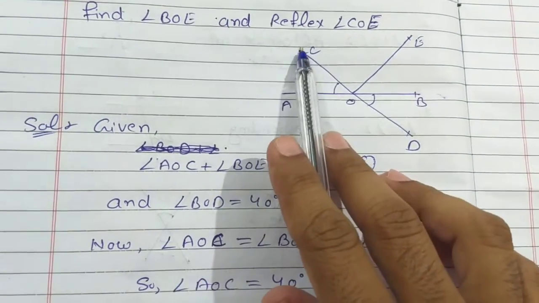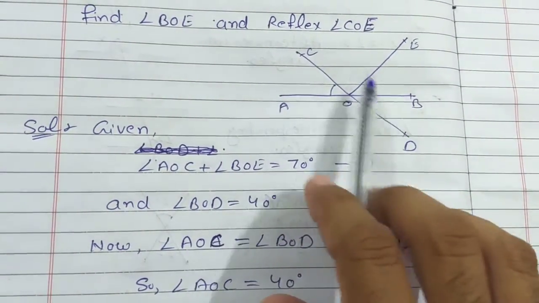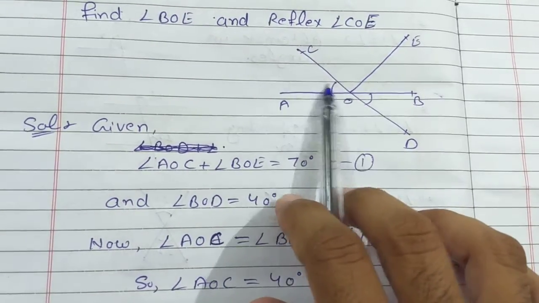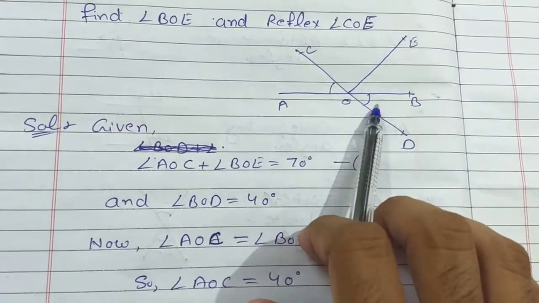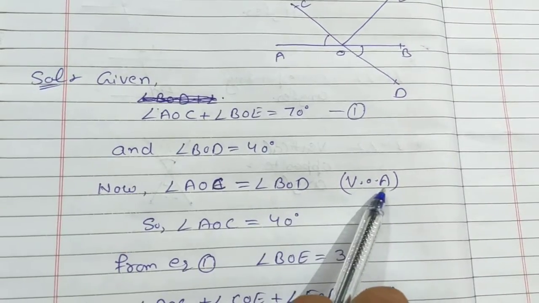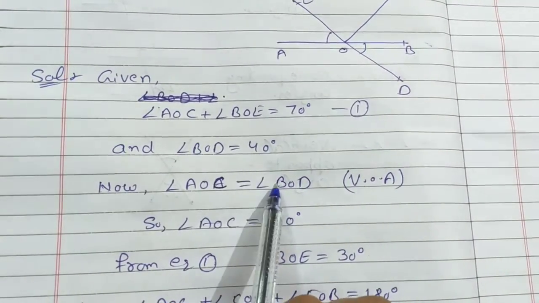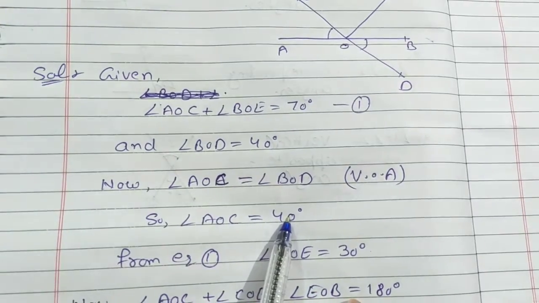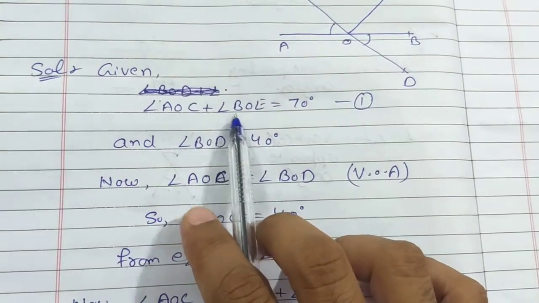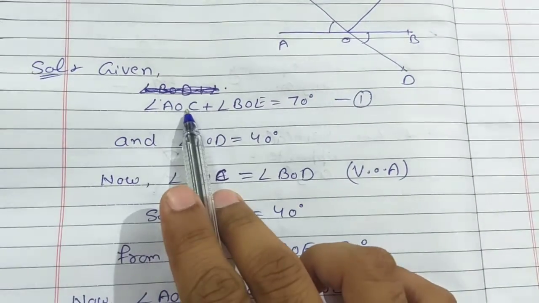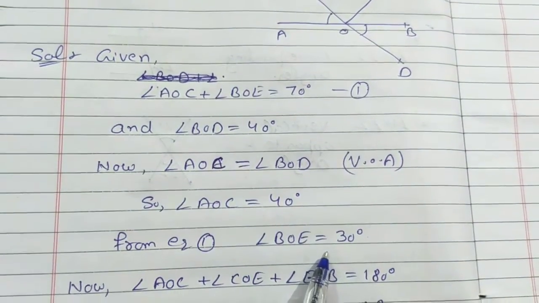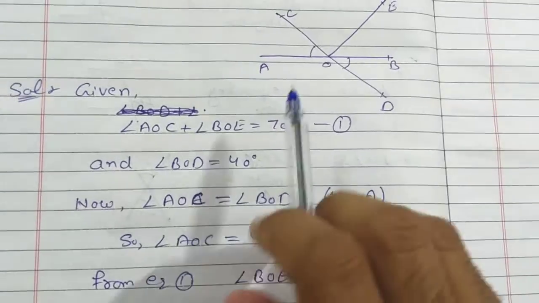Now you can clearly see that CD and AB, these two lines, intersect at point O. So this angle and this angle are equal, and these are called vertically opposite angles. So here angle AOC is equal to angle BOD, that is vertically opposite angles. Because angle BOD is 40 degree, angle AOC is also 40 degree. Now put this value in equation number 1. Because the sum of these two angles is 70 degree, if AOC is 40 degree, then BOE is 30 degree.